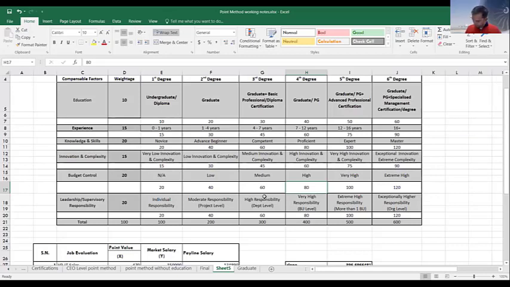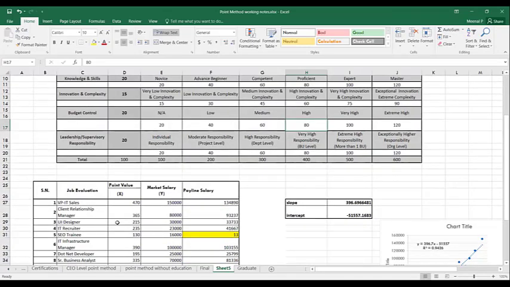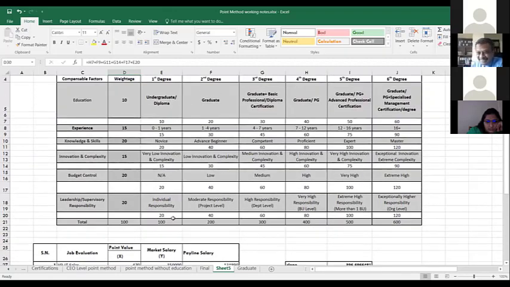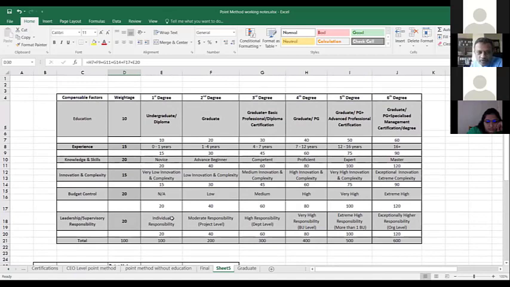But how many points have you given on knowledge and skill and innovation and complexity to the UI designer? Just a moment, sir. It's like G14. I have given knowledge and skills as competent, and innovation and complexity as medium. And for the IT recruiter? It's the same. Same. That's what I'm saying. To be fair, you are giving the same score on innovation, the same score on complexity.